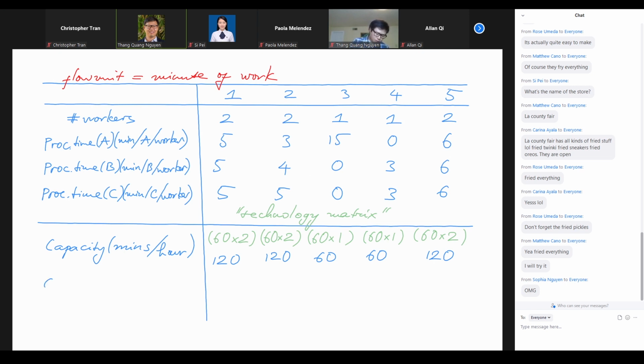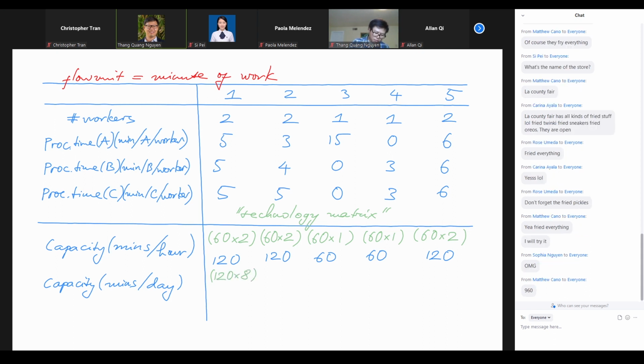So the next step is we calculate the capacity in terms of how many minutes of work per day. Right. So what we have here is the following. It's easy. It's not difficult at all. We know that there are 8 hours in one workday, right? So you would multiply 120 with 8 hours, right? Or here we do the same, 120 with 8.